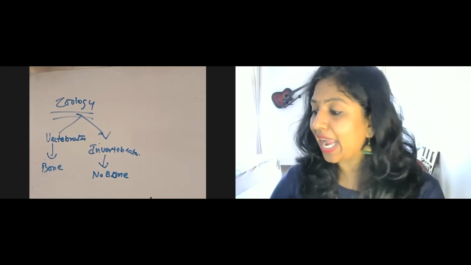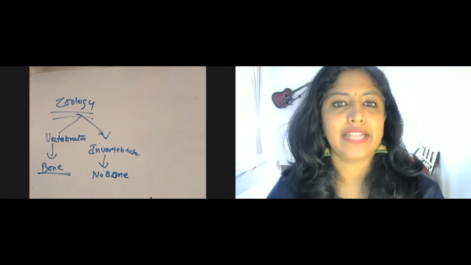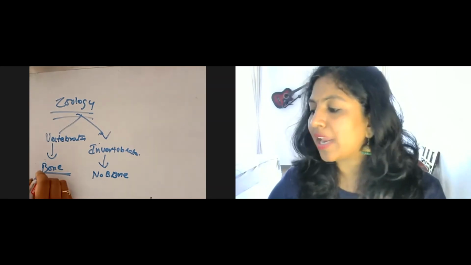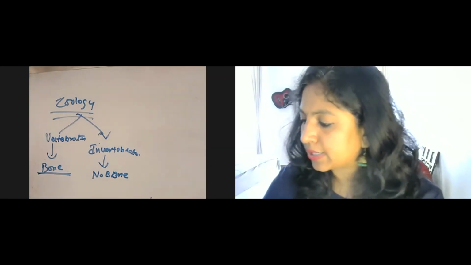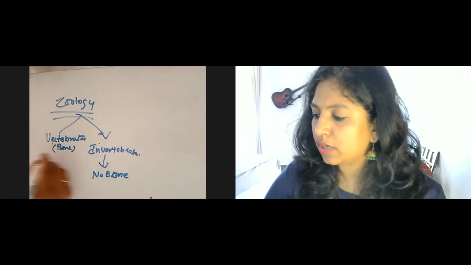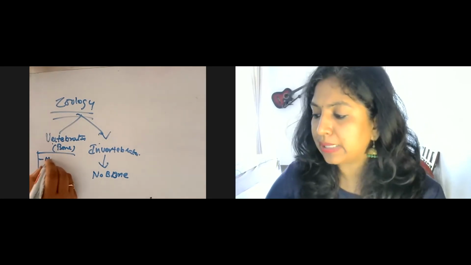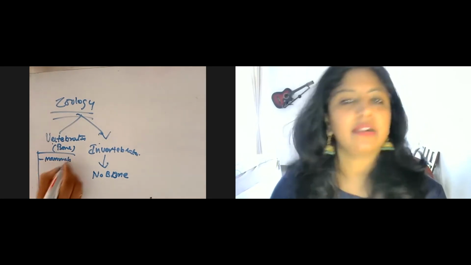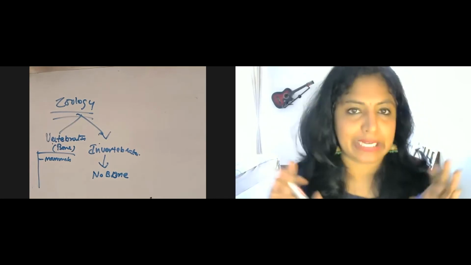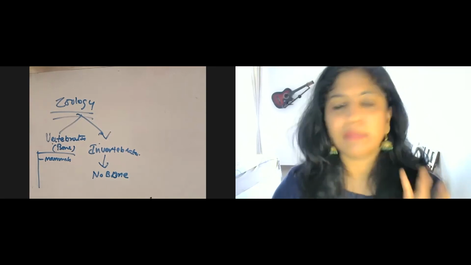Okay. Now again, in my vertebrates, I can further divide them into multiple groups. Now, which animals have bones? Vertebrates. So a vertebrate has a bone, correct? Now I can further divide them into multiple things. Like I can have mammals. What are mammals? Animals which can produce milk. Remember it that way. Animals which can produce milk are called mammals.